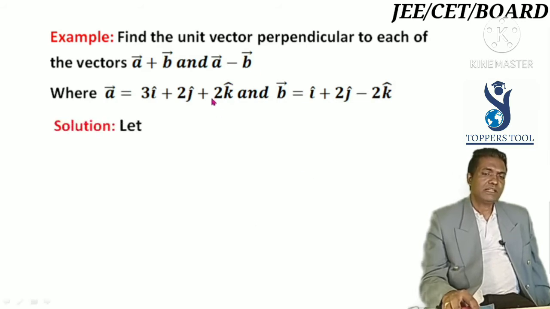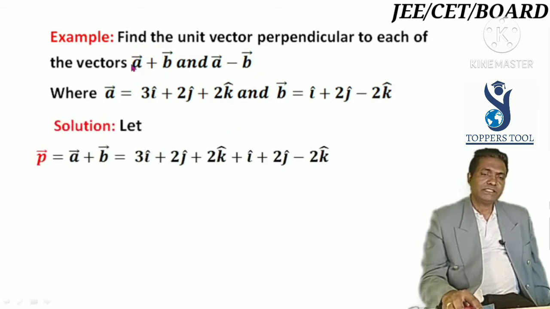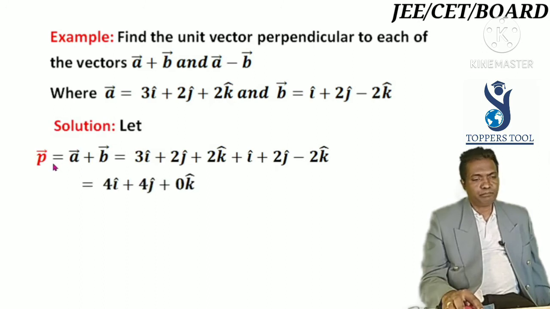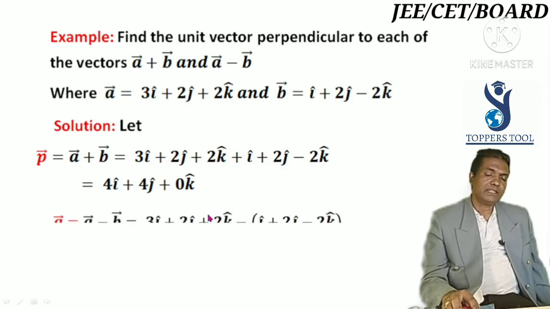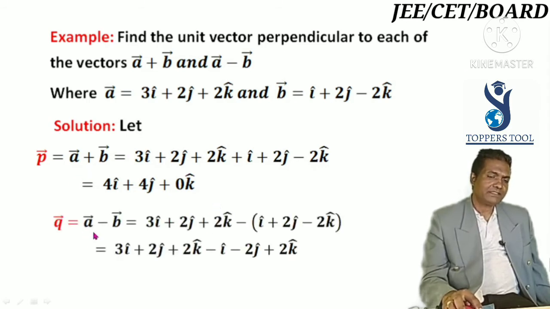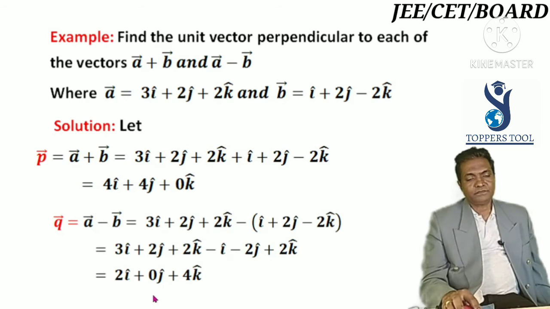So we call this vector A plus B as vector P. We take this as vector P and add them, you will get this. 3i plus i is 4i, 2j plus 2j is 4j, and likewise 2k minus 2k cancels, you will get 0k. Similarly, write Q as A minus B and subtract them, you will come up with this.